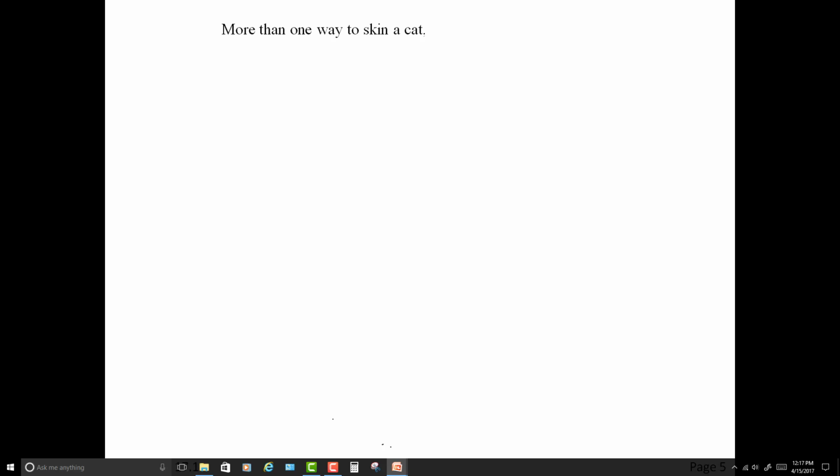But now there's an alternate method. Why one would want to skin a cat, I never knew, even at the time of the phrase. I haven't heard the phrase in forever. I never knew why you would do it. I still don't know.